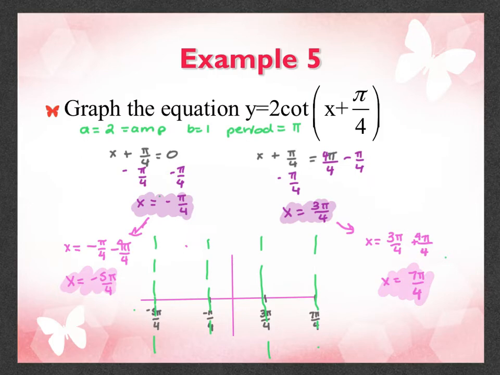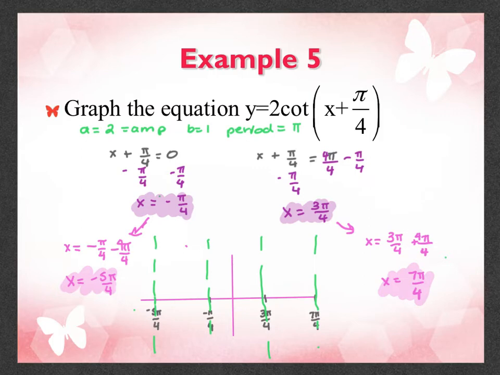Okay, so A was 1, which is your amplitude. B is 1, so the period's pi. Then I did x plus pi over 4 equals 0. X plus pi over 4 equals pi. Subtracted the pi over 4. I get x equals negative pi over 4. Subtract the 4, and I get x equals positive 3 pi over 4. Those are the middle two.